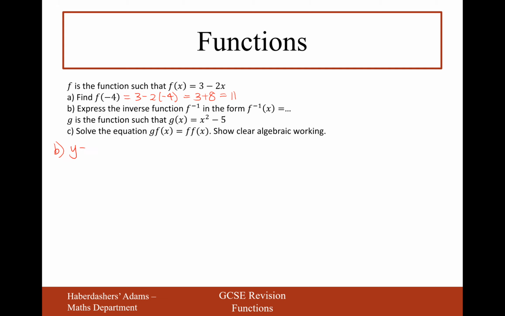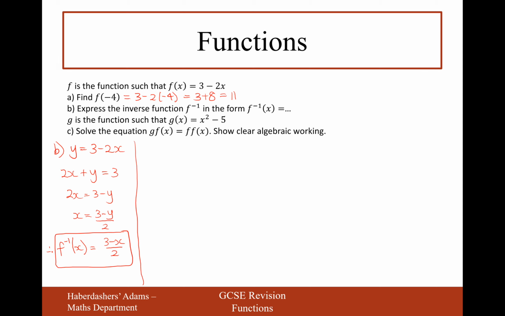So the way we do inverse functions is we set up y equals 3 minus 2x, and then we start rearranging to make x the subject. So I think what I'll do is I'll add 2x onto the other side first, then I will take away y onto the other side, and then I will divide by 2. So therefore the final answer here is going to be f inverse x equals 3 minus x over 2. Inverse functions questions are more like rearrange formula questions, really.